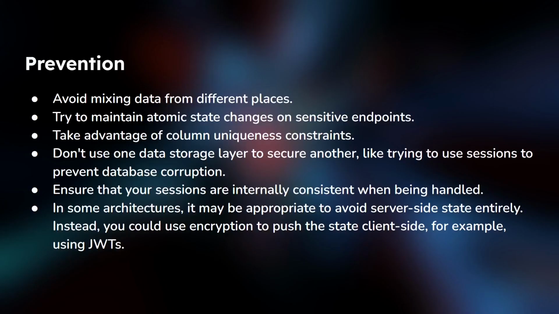All right, so now that we're finished with that lab, we can actually go into our prevention, which is kind of straightforward if you're a developer, but maybe a little bit more complicated otherwise. But try to avoid mixing data from different places, like we saw, a few different lookups could cause unwanted changes. Avoid mixing data from different processes or that might be handled by different threads. Try to maintain atomic state changes. So once something is changed, it should not be able to be changed in the same process. Try to take advantage of column uniqueness constraints.